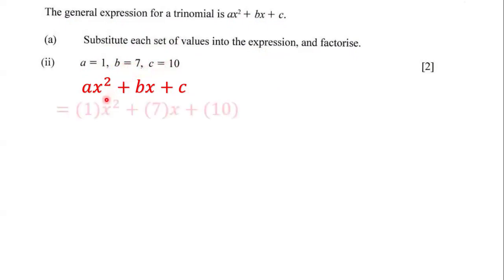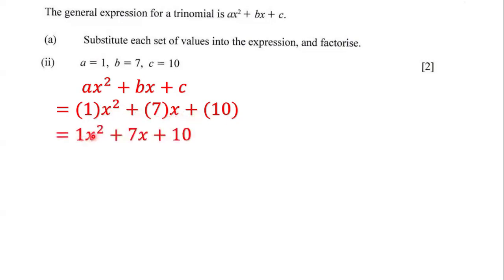And so we substitute, so we have a is equal to 1, b is equal to 7, and c is equal to 10. And so we have 1x squared plus 7x plus 10. And that's what we have. 1 times x squared is simply x squared. And so we have x squared plus 7x plus 10. And our goal is to factorize this expression.